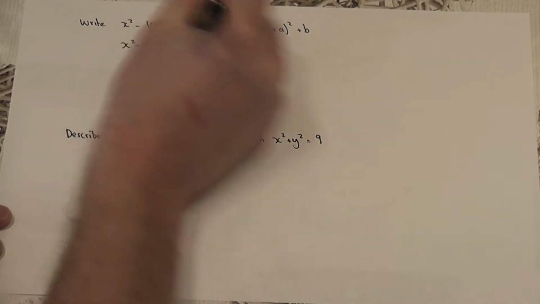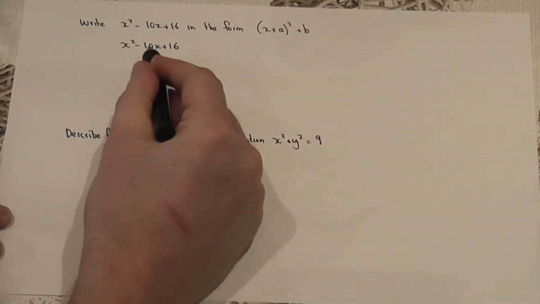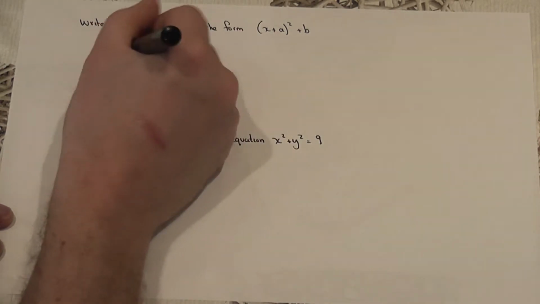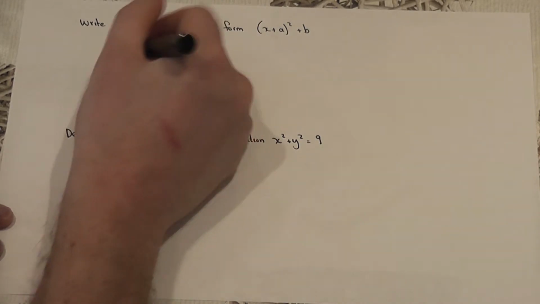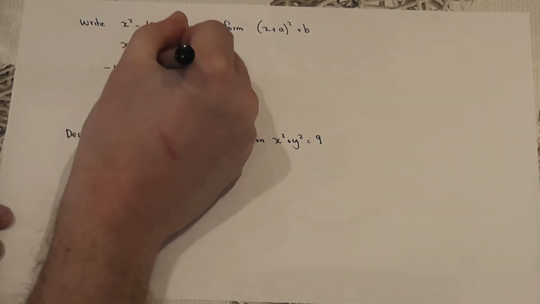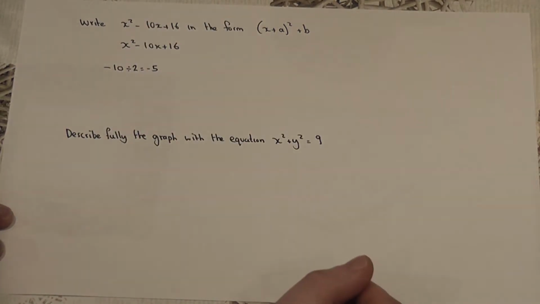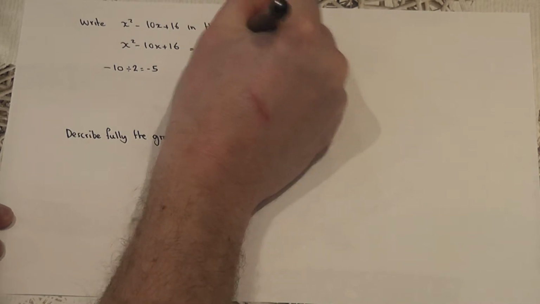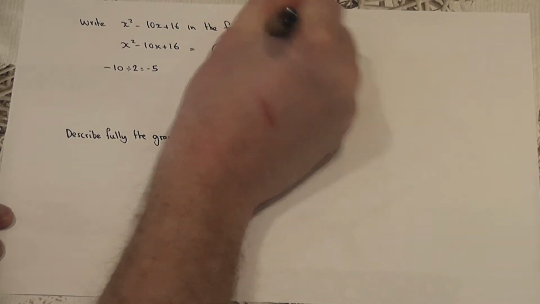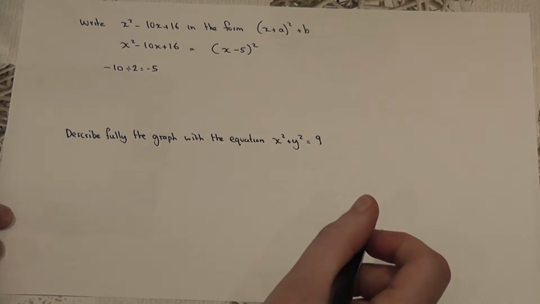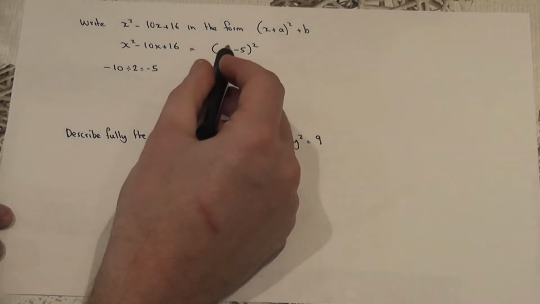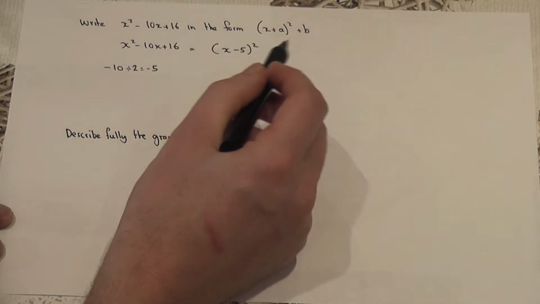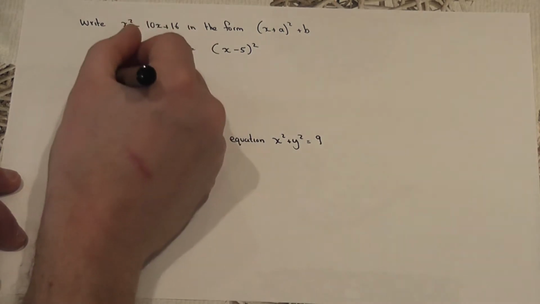To find out what a is, we always divide the x number, or coefficient, by 2. Minus 10 is the coefficient, divided by 2 equals minus 5. So this is the same as (x take away 5) all squared, to a point. Now, if I were to expand (x minus 5) squared using FOIL or the grid method, then we get the following.